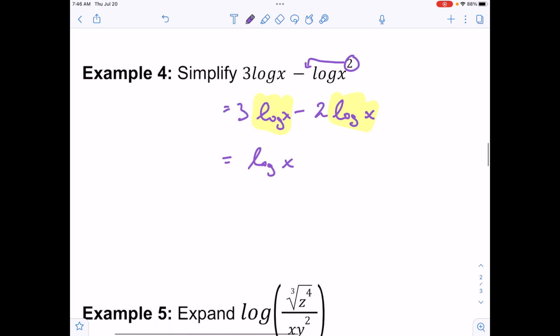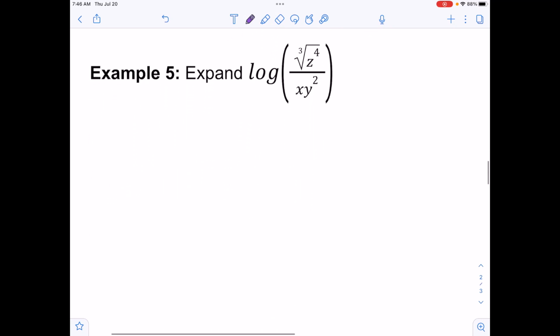And let's look at a super complicated one here. We're asked to expand this. So this is the simplified form. We are being asked to expand. Okay, there's lots of different laws that are going to be at play here. The first one I think I'm going to use is that division one so that I can separate this fraction out. So I'm going to have log of the cubed root of z to the power 4, take away log xy squared.